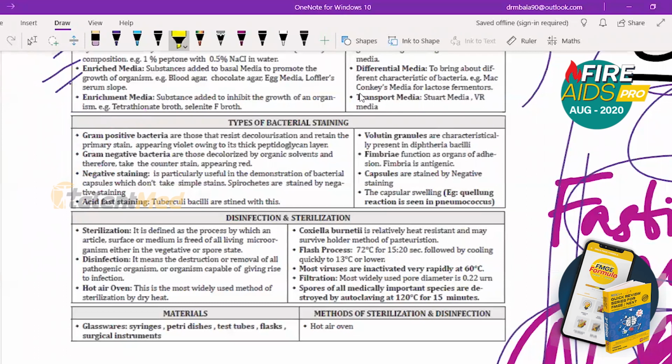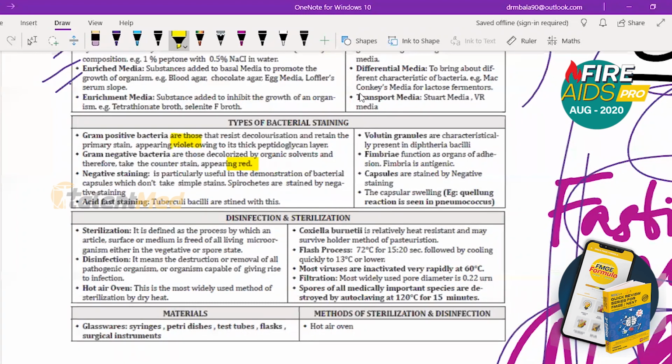The key point here is, if you stain a bacteria and it turns violet, that is gram positive. This is not exactly how it is, it is a huge process, but for your exam purpose, you need to know this. Gram positive bacteria turn violet, gram negative turn red. So red means negative, violet means positive.